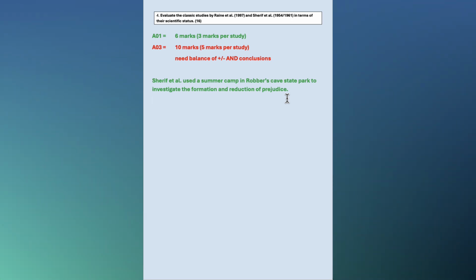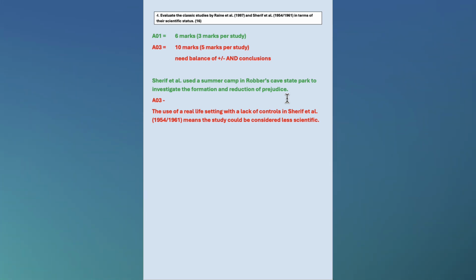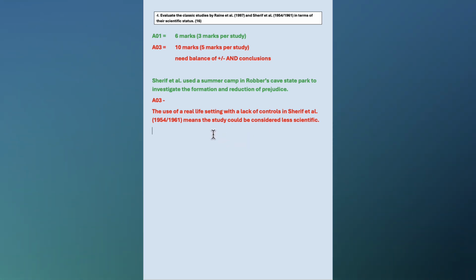So what we're going to do is match that up with some AO3. He's used a summer camp, so maybe there's an issue with using this kind of real life setting. So let's see what we can do. I'm going to bring in some AO3, and this is actually a criticism in terms of its scientific credibility. The use of a real life setting with a lack of controls in Sherif et al. means the study could be considered less scientific. Okay. So there's nothing there that's particularly tricky, I think, as long as you've revised Sherif.